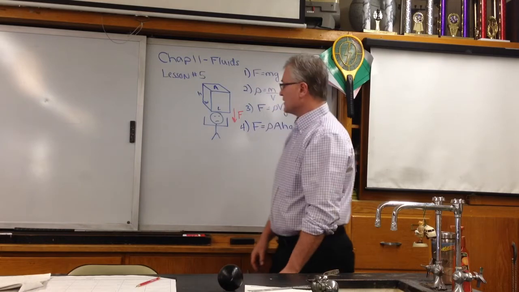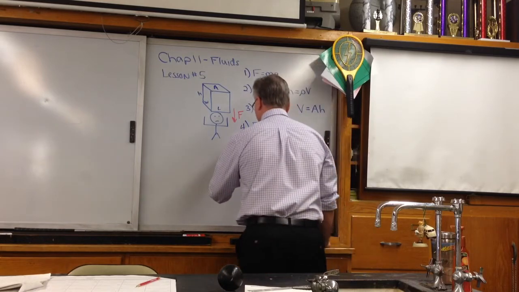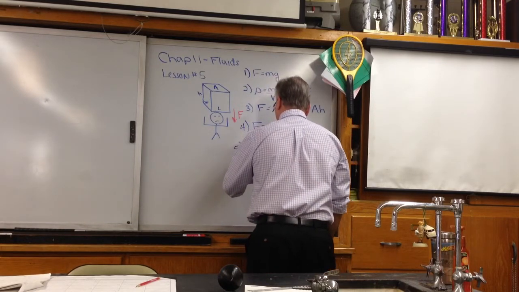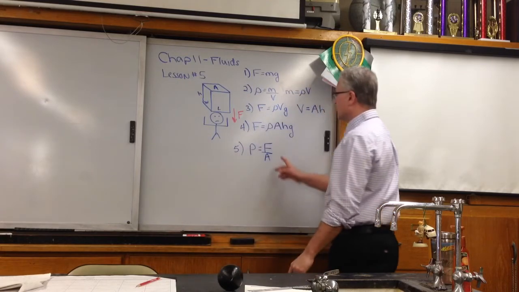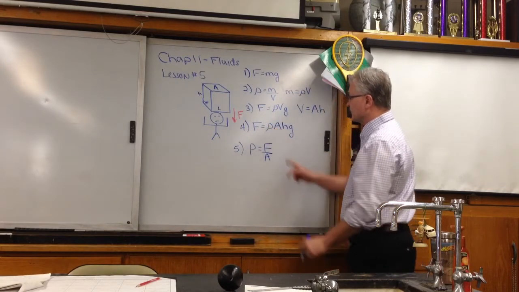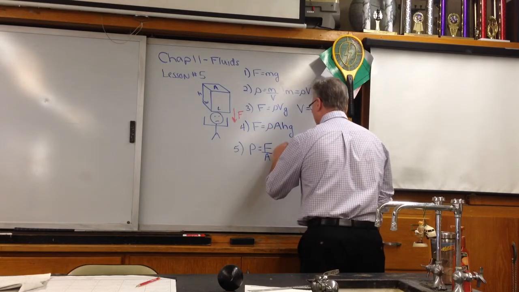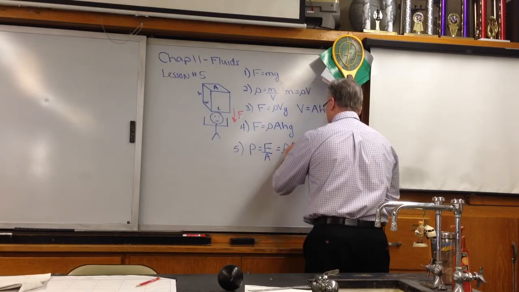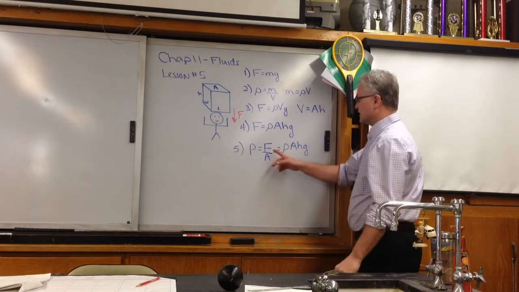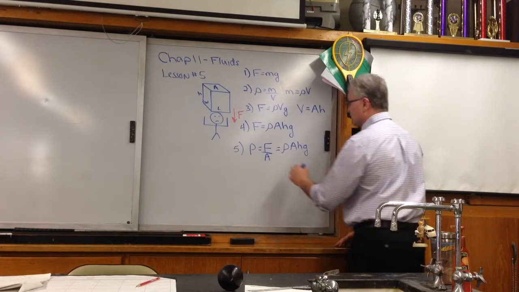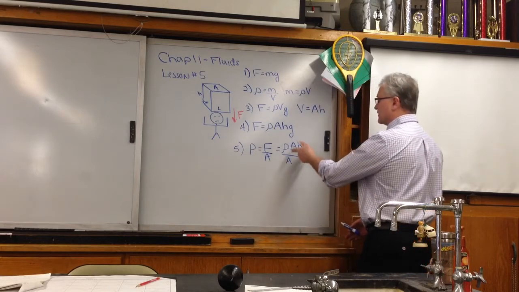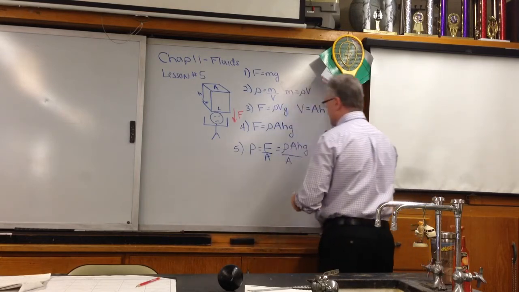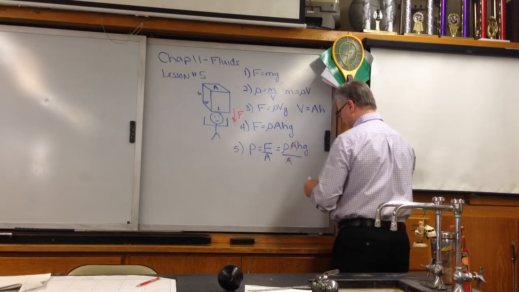Okay, now we also know that pressure is equal to the force divided by the area. So what I'll do is replace the F with rho A H g. That's the force. And then remember, we can't forget there is an area in the bottom. And we look, we have area in the top and the bottom. We can eliminate this like so.